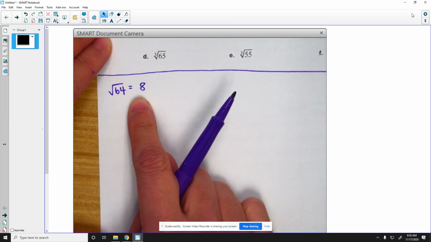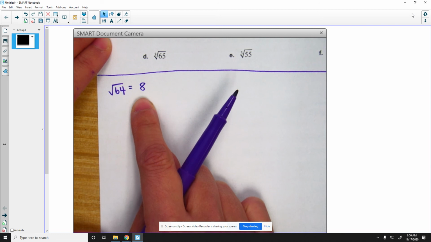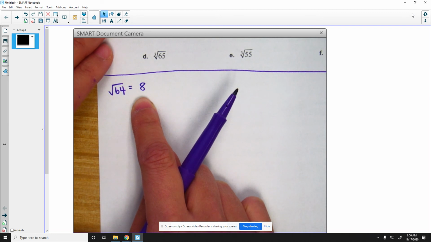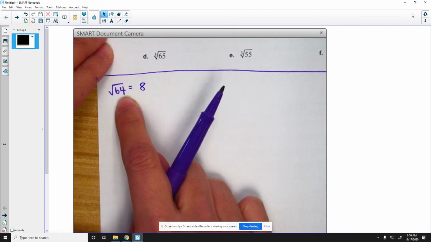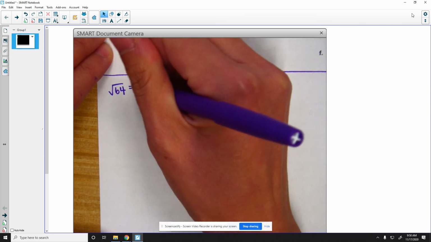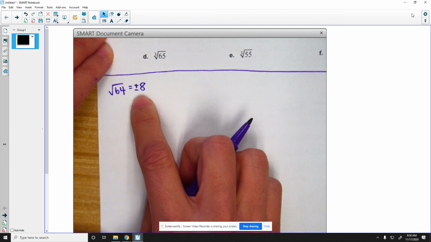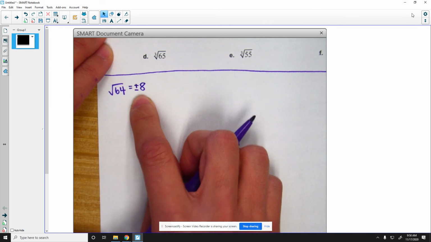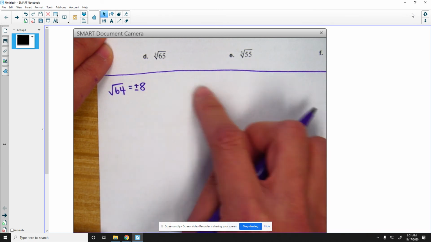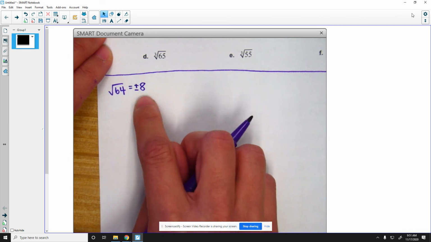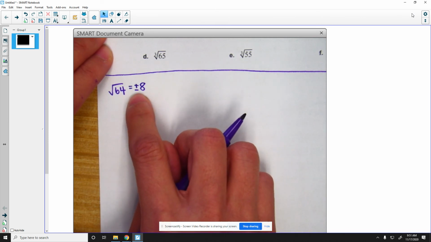But remember from the video notes yesterday, what is my other answer? Does anyone remember? Negative 8, right? So 8 times 8 is 64, and also negative 8 times negative 8 is also a positive 64. So you have two answer choices. So it's positive or negative 8. Instead of writing positive 8 or negative 8, which is a long thing to do, you write this plus or minus symbol right here, and that means it could be positive or negative 8.